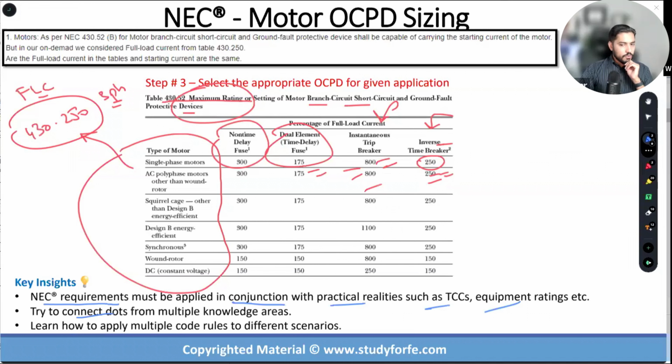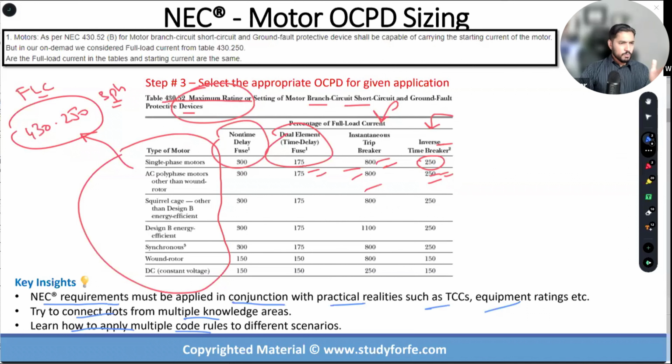Try to connect the dots from multiple knowledge areas, right? So you can see that I took several steps back in order to answer this question, right? I painted an entire picture. We went back to the TCCs, we went back to ETAP, SKM, coordination, nameplate ratings, key milestones on the TCCs, and that's how we basically answered this question comprehensively, right? So be comfortable in connecting the dots between multiple knowledge areas and learn how to apply multiple code rules to different scenarios. NEC is basically going to force you to do that anyways, right?